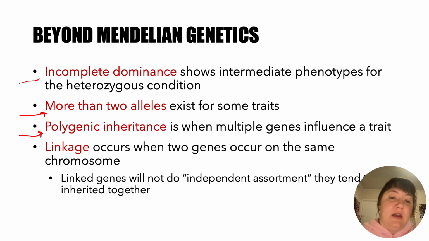And finally, as mentioned, linkage. So his traits were unlinked, but a lot of genes and traits are linked, which means they live on the same chromosome and they get inherited together. And so if two genes are linked, they're not going to do the independent assortment thing. So they're going to be usually inherited together. And I'll talk a little bit more about that later.